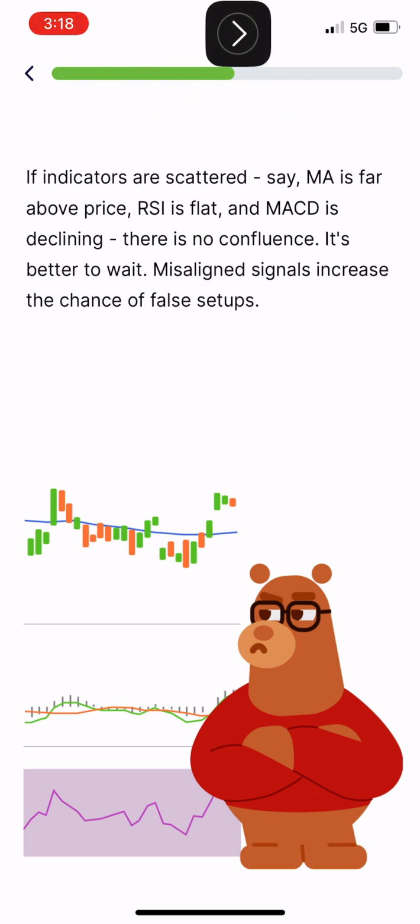If indicators are scattered, say, MA is far above price, RSI is flat, and MACD is declining, there is no confluence. It's better to wait. Misaligned signals increase the chance of false setups.